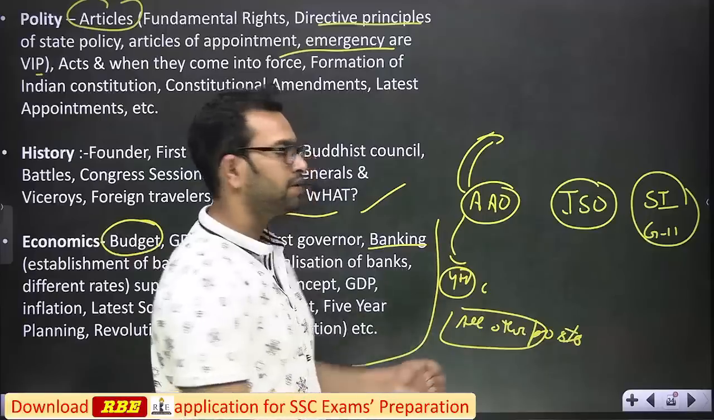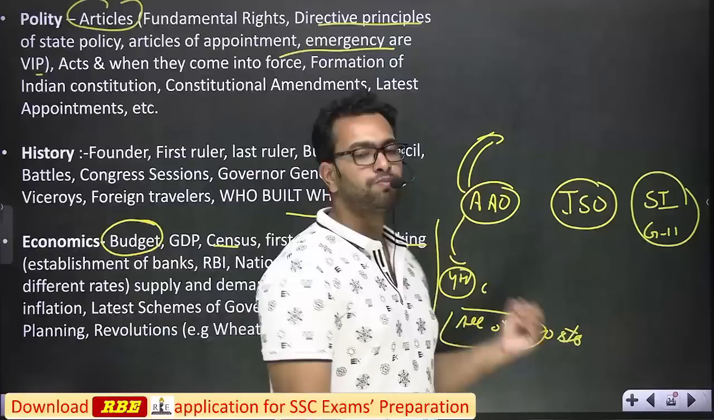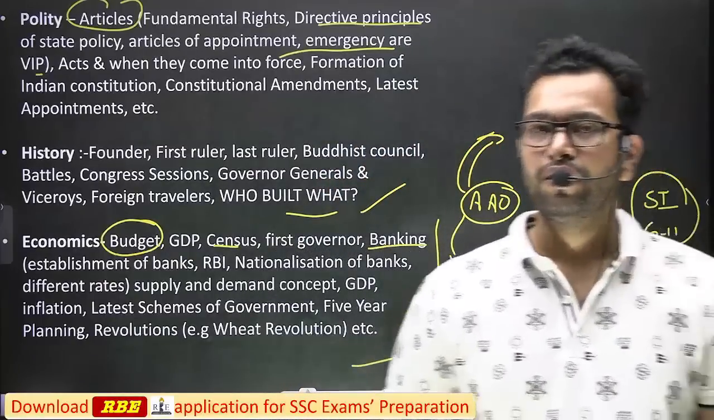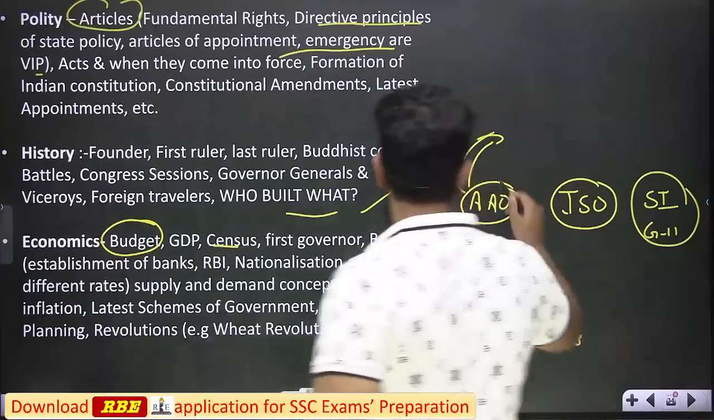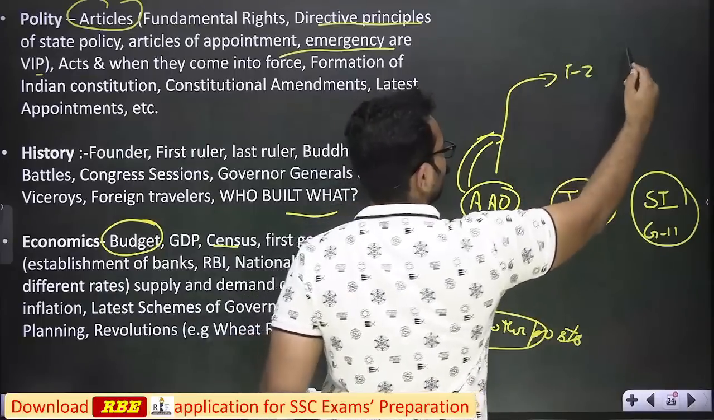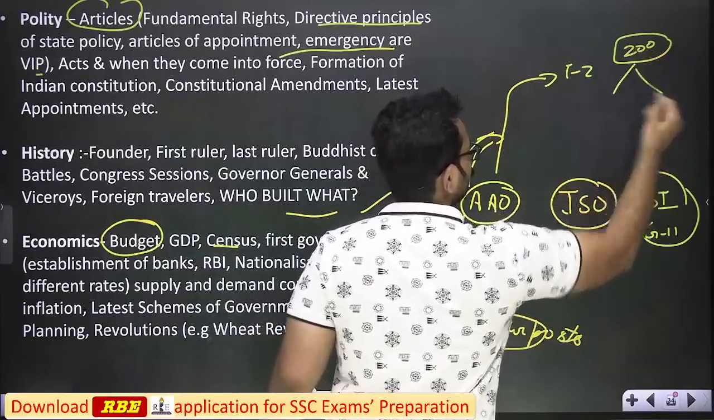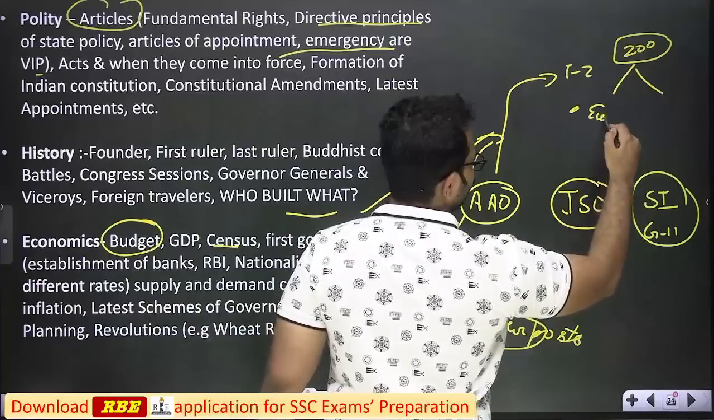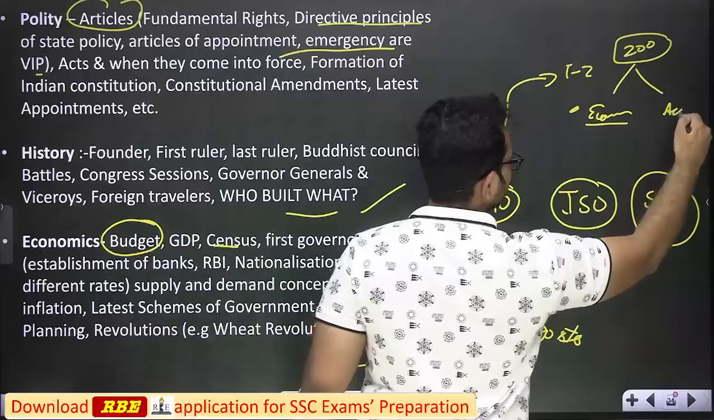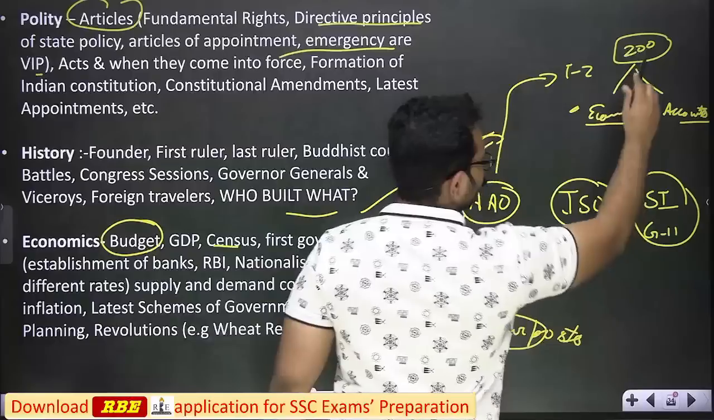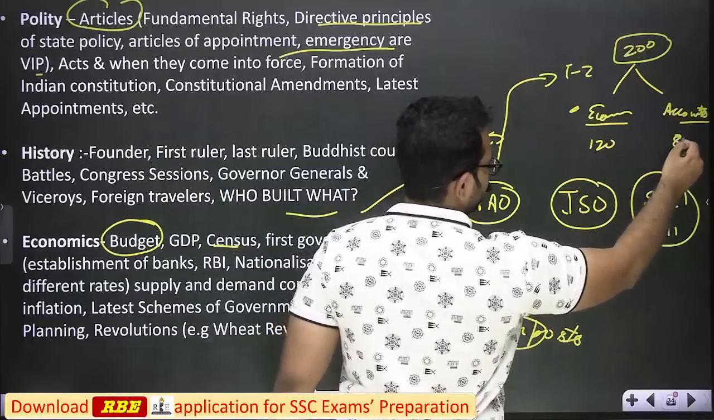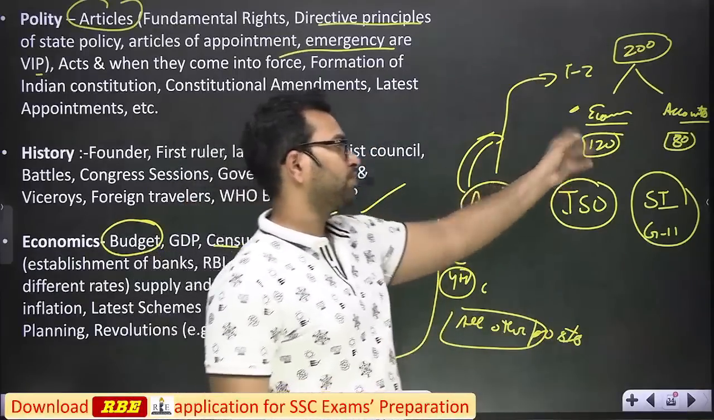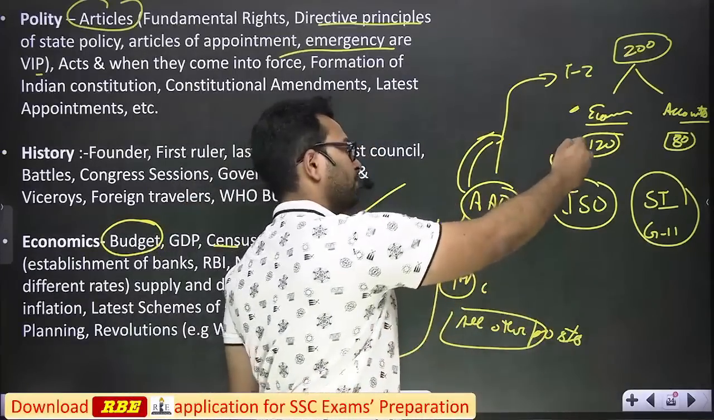If you clear the tier 1 cutoff of the assistant audit officer post, that is a gazetted post, in tier 2 examination you will have to give an extra paper of 200 marks. There are two subjects in that: economics generally and accounts. Economics carries 120 marks and accounts carries 80 marks. So if in tier 1 you cover economics well, it will help you for this examination if you clear the AAO cutoff.